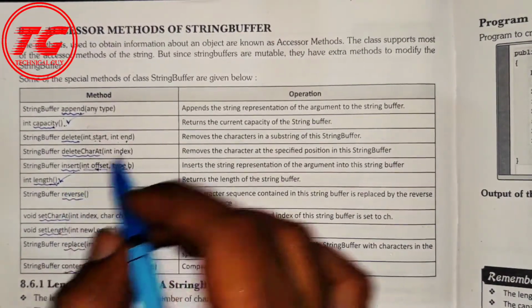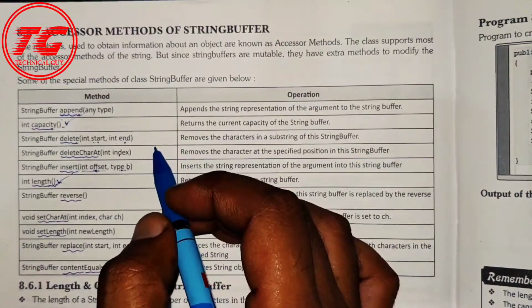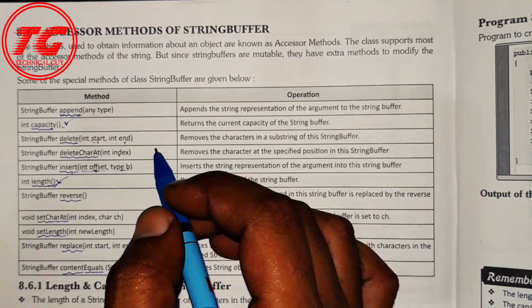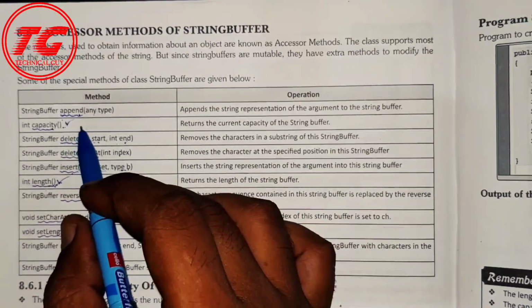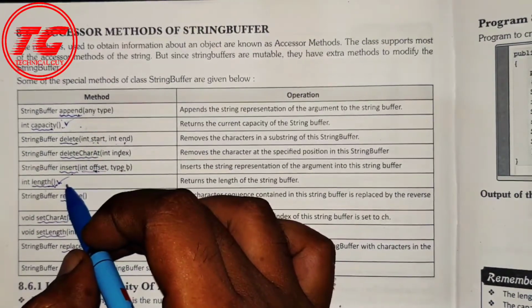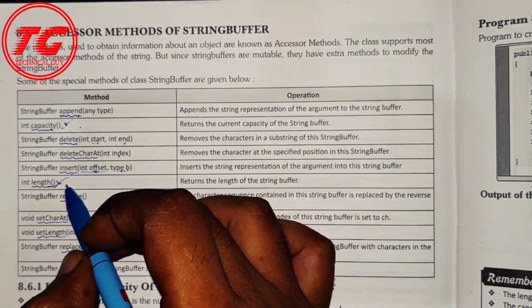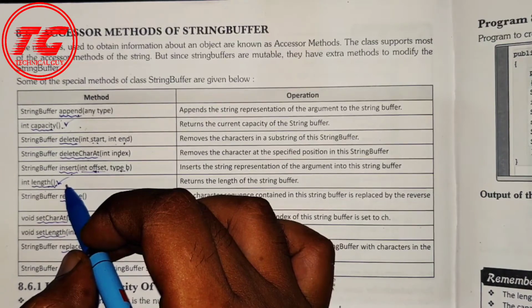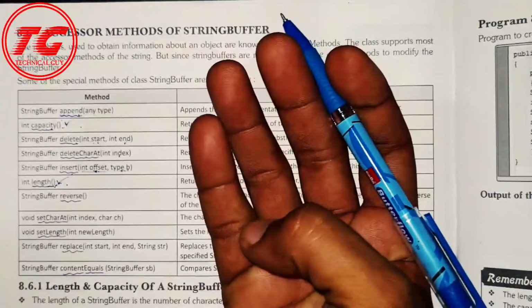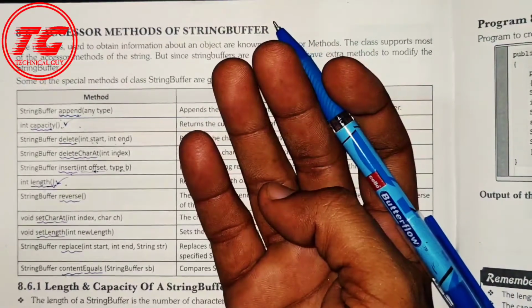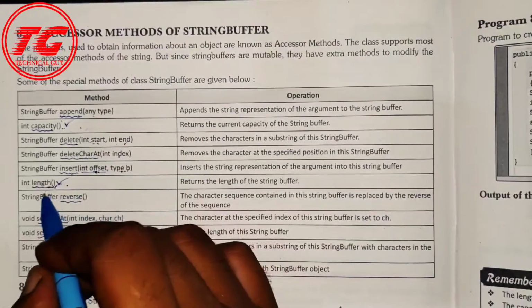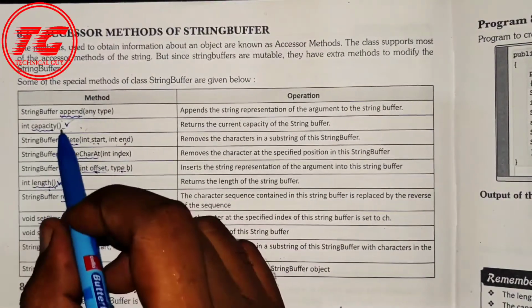Suppose I have created a string buffer in which I have written hello only. So in that case the capacity will be 16 because initial capacity is always 16. But in that case length will be the number of characters in the buffer. So the number of characters in the buffer are H-E-L-L-O, hello, that is 5. So if a string buffer is having hello, then in that case length will be 5 but the capacity will be 16.